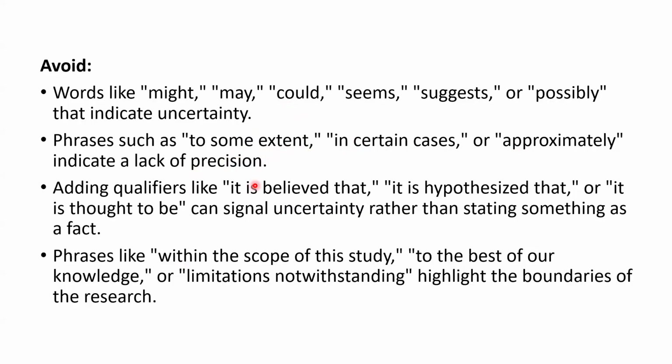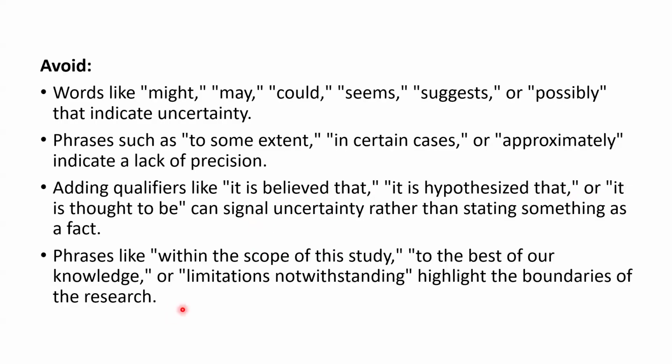And the third, qualifiers. Adding qualifiers like it is believed that, it is hypothesized that, or it is thought to be. These qualifiers are all redundant, right? These phrases sometimes introduce doubt and make the reader doubt what you are saying. So if you say it is believed that, who believes? Do the authors believe or do some others believe? And aren't you certain about it? Are you not sure about it? So don't use qualifiers like these with ambiguity.